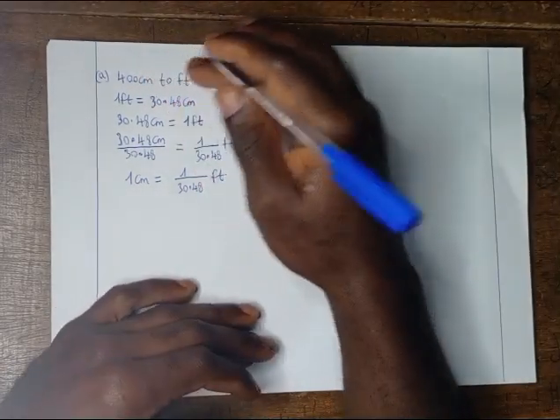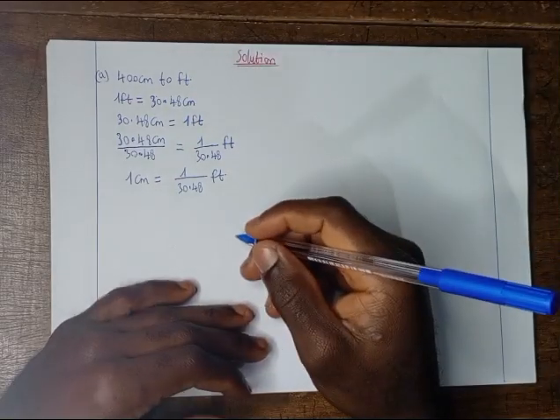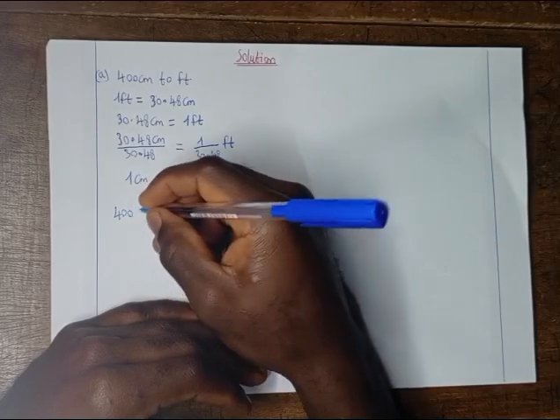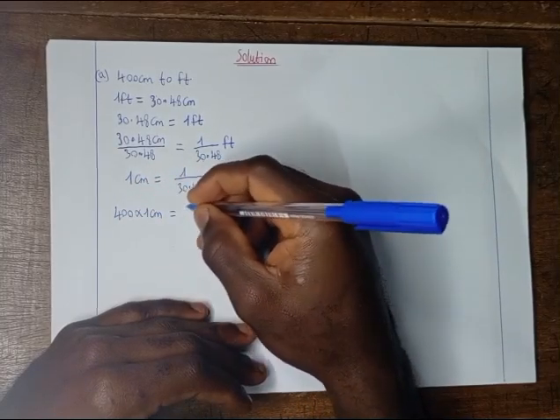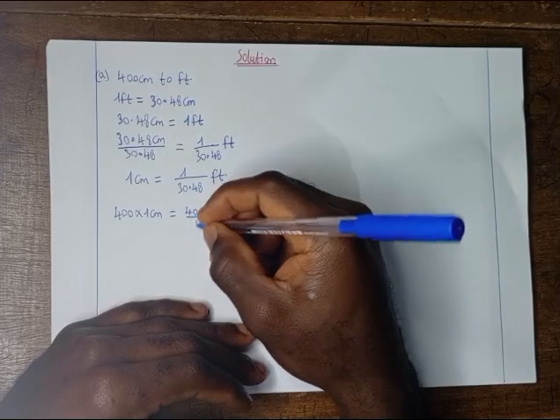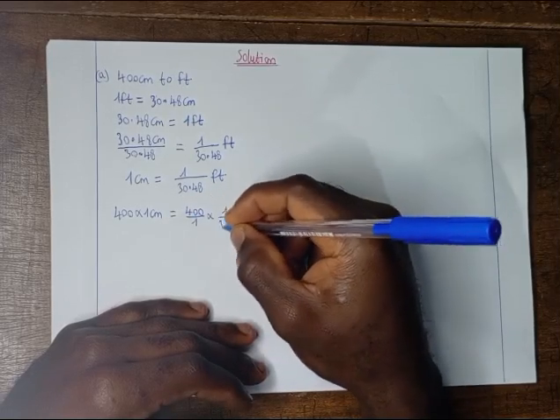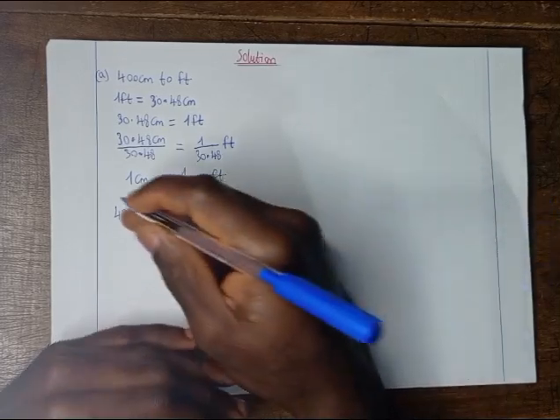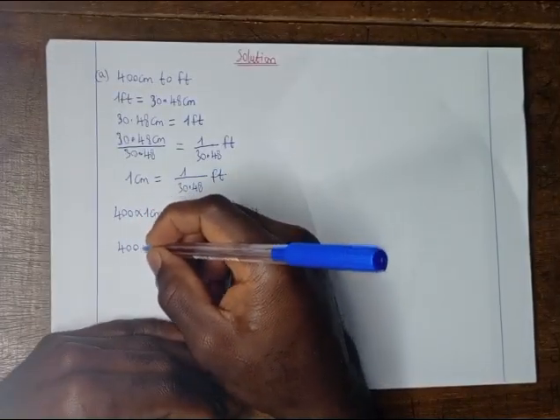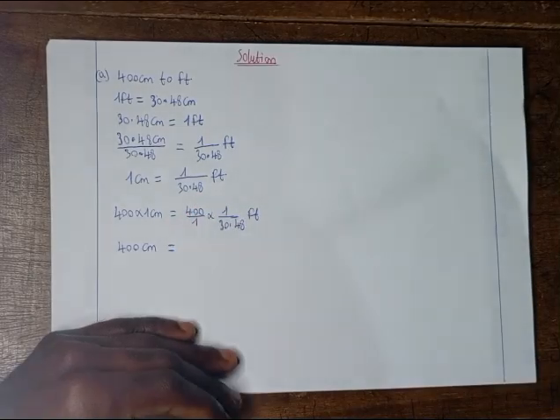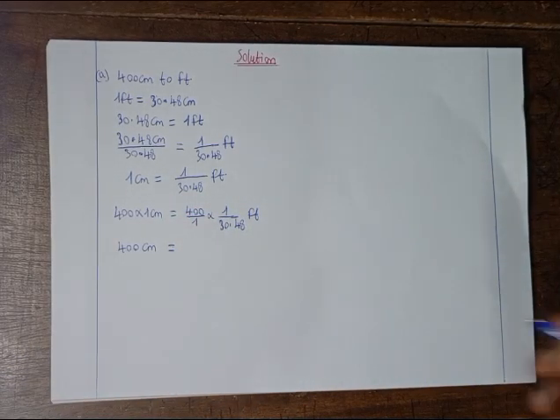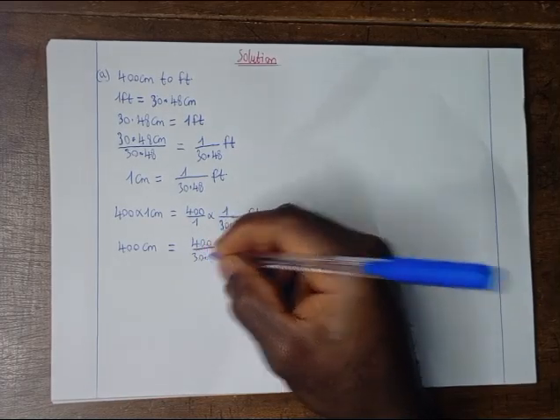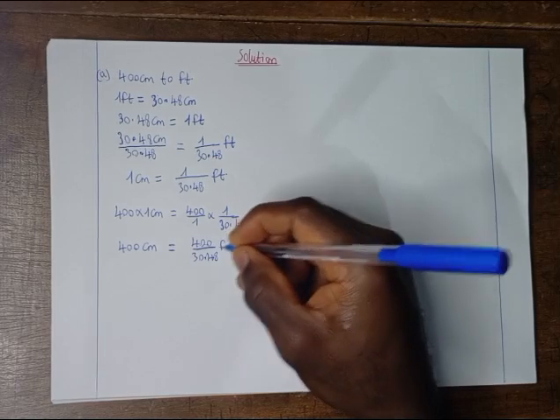We are to convert 400 centimeters to foot. For us to convert this 400 centimeters, we are going to multiply both sides by 400. This will give us 400 times 1 centimeter is equal to 400 all over 1 times 1 over 30.48 foot. This will give us 400 centimeters to be equal to 400 all over 30.48. This will be in foot.